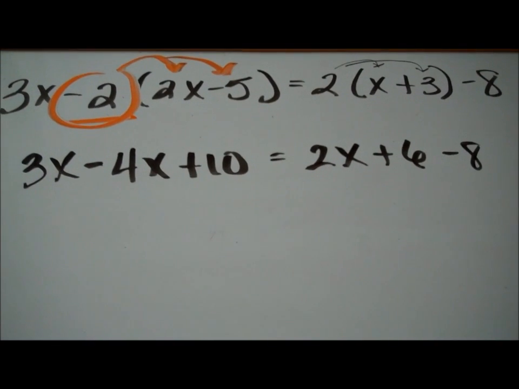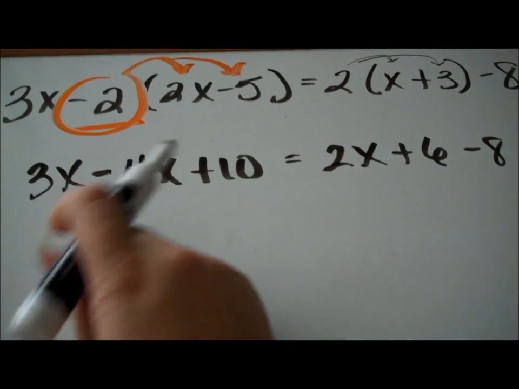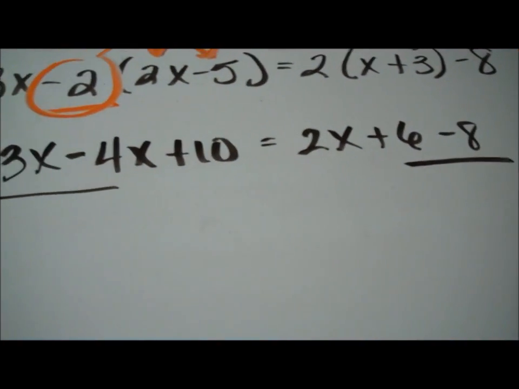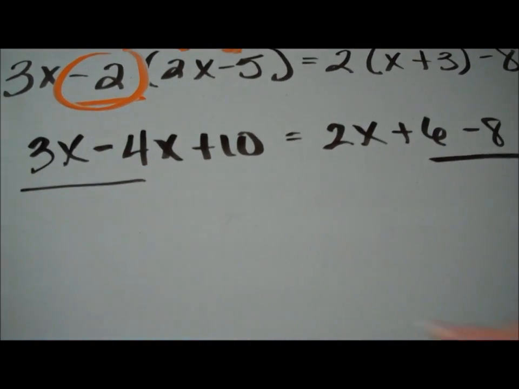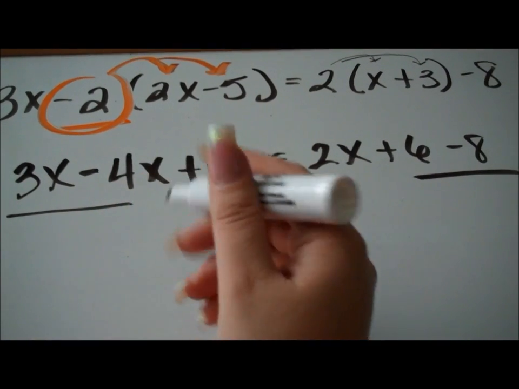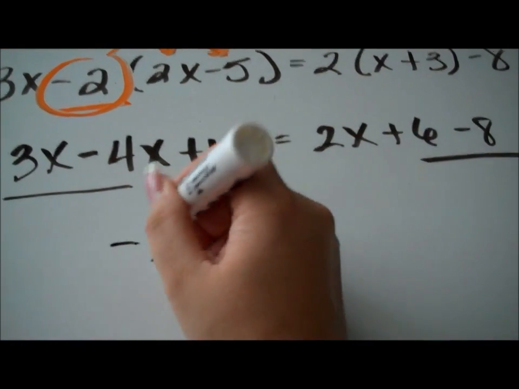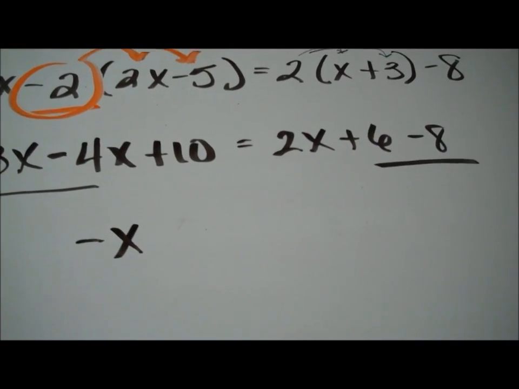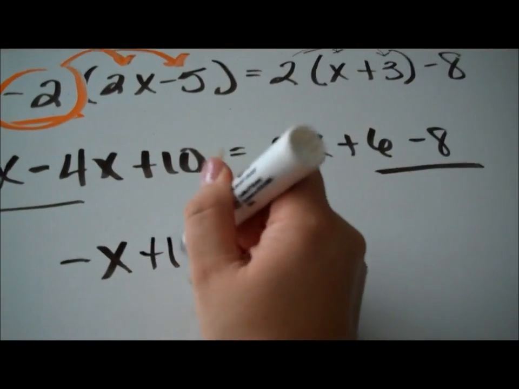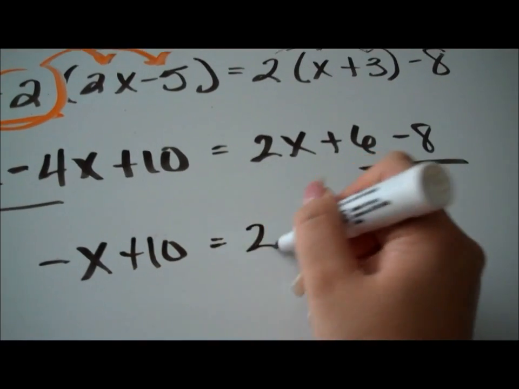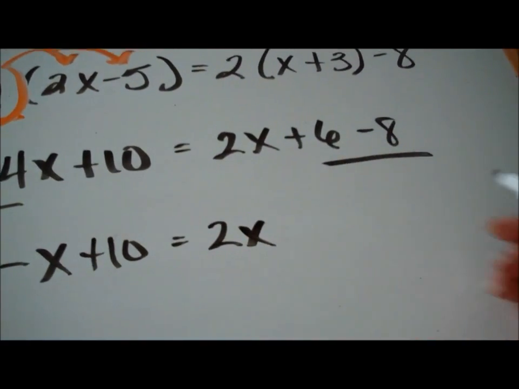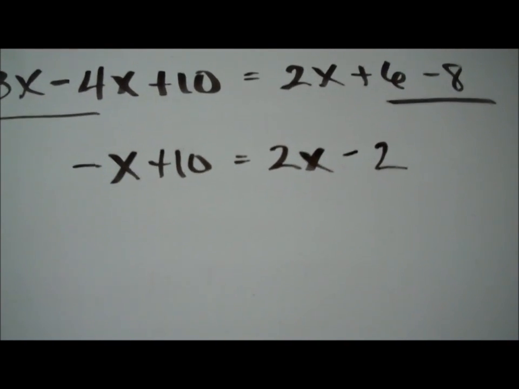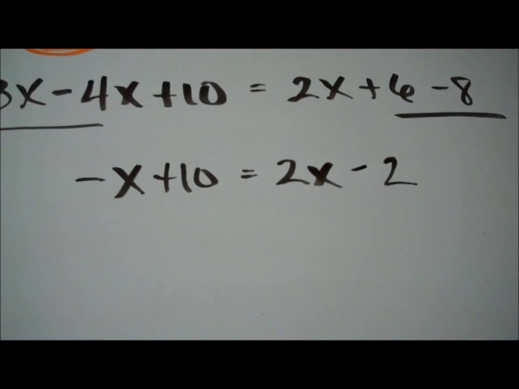So we've cleared the parentheses, but this is not completely simplified because again we have like terms here and we have like terms here. So we need to simplify this by combining our like terms. We have 3x minus 4x, which is a negative x or a negative 1x. We really don't need that 1 up front, but if you need to put that there, you can. Plus 10 equals 2x. And we have 6 minus 8, which is a negative 2. Okay? So this is completely simplified. This is step number 1.